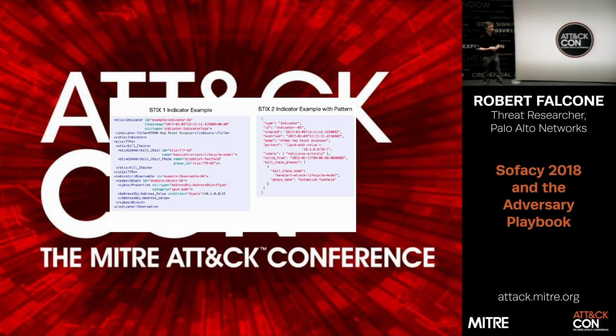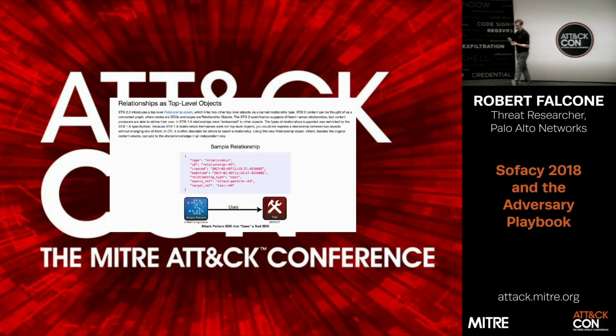We're going to start using JSON objects to identify the entities within these playbooks. And one of the other really important parts about STIX 2 is that you can relate any entities, or other JSON objects, together using a relationship object. This is really important because it allows us to bind things together to create these plays and playbooks.